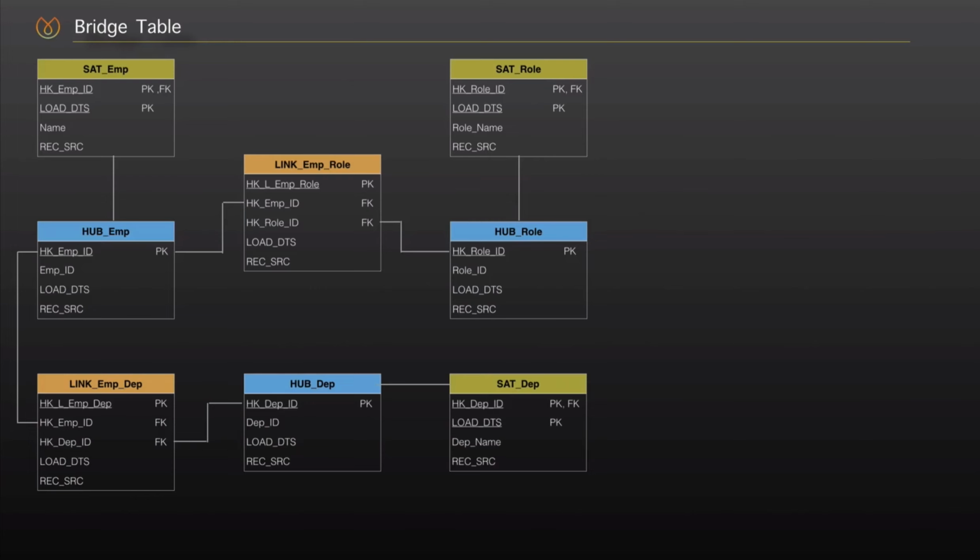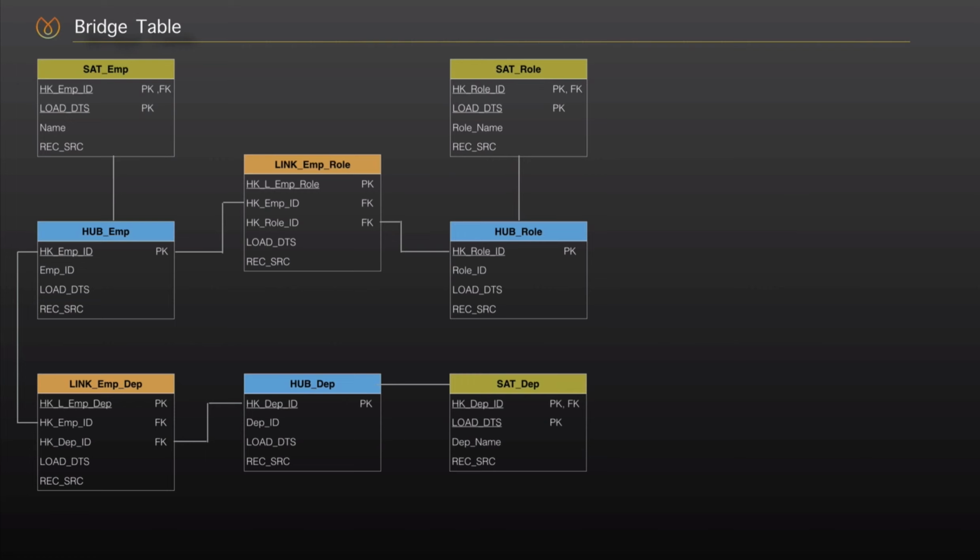Welcome back everyone. In this section, we are going to talk about the bridge table, which is also part of the business vault and similar to point-in-time tables. It is only created if the query is encountering performance problems. Bridge tables improve the performance on raw data vault by reducing the number of required joins for the query. Let's understand with an example.